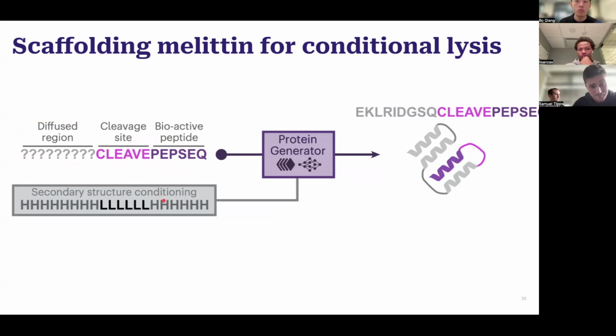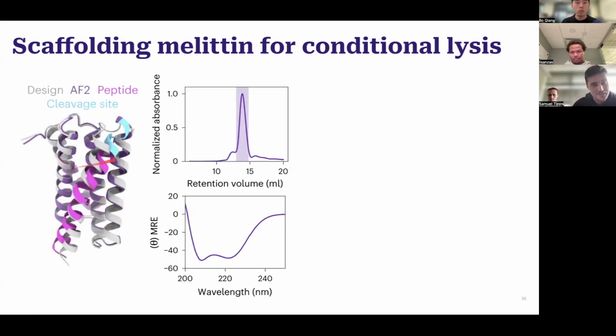And so while melittin is a flexible peptide, it's also well known that it has helical propensity. So we also incorporated DSSP, aka secondary structure conditioning, to make the de novo scaffold alpha helical, as well as our peptide helical, and to scaffold the cleavage site in a loop such that it's sterically and flexibly accessible to the furin protease. And so this is the design model in gray and AlphaFold model in color of one such design that we expressed and characterized, where our furin cleavage site is in cyan and our melittin peptide is in pink.